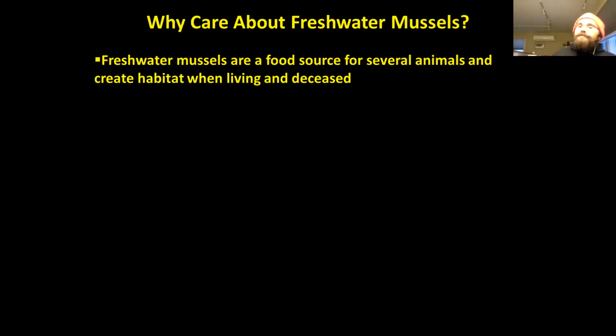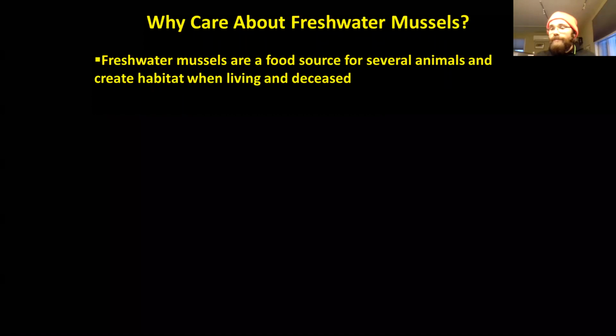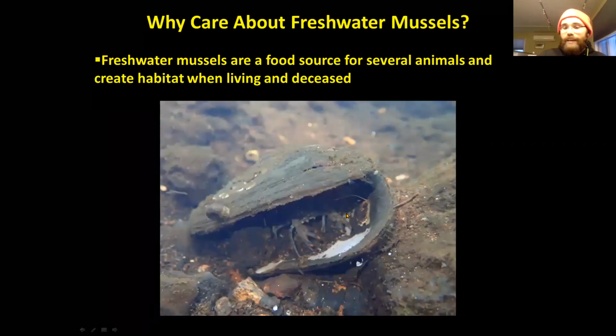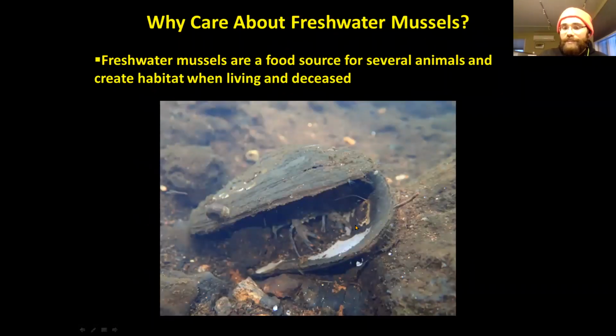And freshwater mussels are a food source for several animals. So things like muskrats will be feeding on them. And when they leave their leftover shells, this creates habitat for other animals. And even when they're deceased or when they're living, other critters are going to be living on their shells. So here's an example of a freshwater mussel shell that is deceased. And you've got a crayfish that has taken up residence within that shell. And you've got a snail that's also called this shell home. So just very important animals to the freshwater ecosystem.